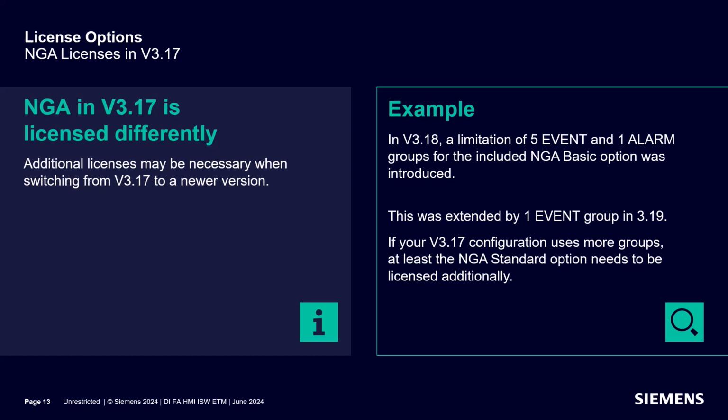Here is an example regarding the number of archive groups in different WinCC OA versions. In version 3.18, the NGA basic option introduced a limitation, which allowed only 5 event groups and 1 alarm group. In version 3.19, this limitation in the NGA basic option was extended to include 1 additional event group, allowing for a total of 6 event groups and 1 alarm group. If your 3.17 configuration requires more groups and exceeds these limits, it will be necessary to additionally license at least the NGA standard option to accommodate the additional groups.